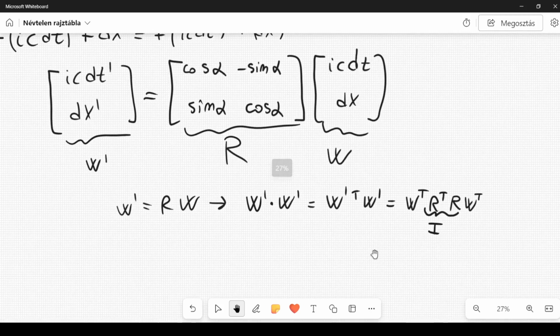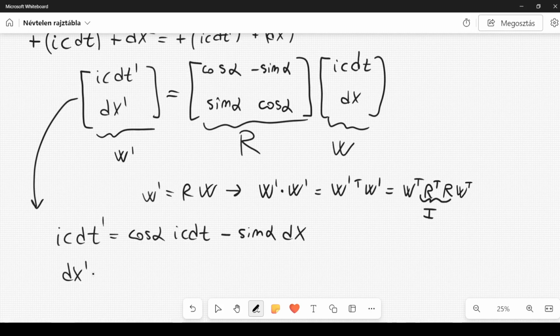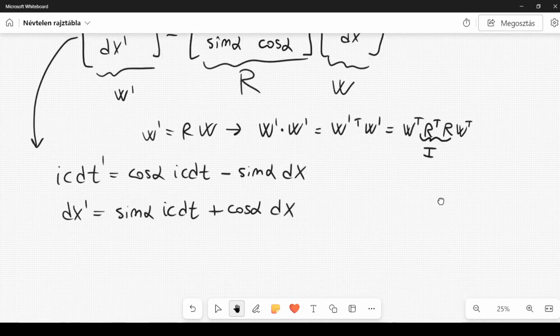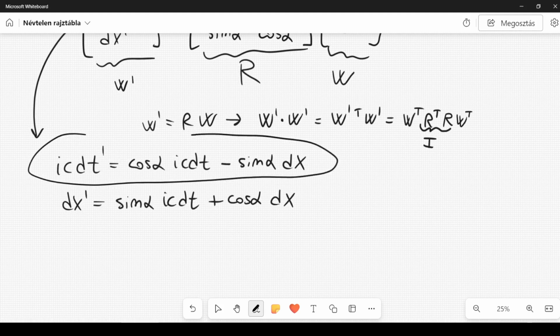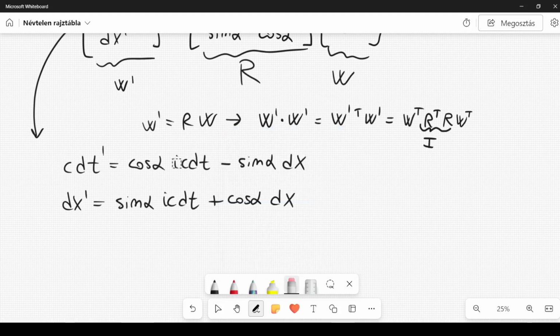So we can write something like this, and from here we have two equations. I c dt prime is equal to the cosine of alpha I c dt minus the sine of alpha dx, and then we have dx prime equal to sine alpha I c dt plus cosine alpha dx. Now, for convenience, we can multiply this first equation by minus I, so I can get rid of the factor I, which will be equal to 1 here. Then we get 1 here as well, and then we get plus I in here. So these are the two equations that we will consider.